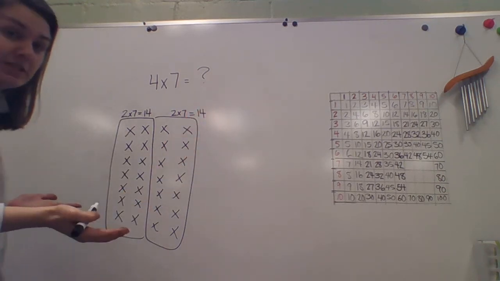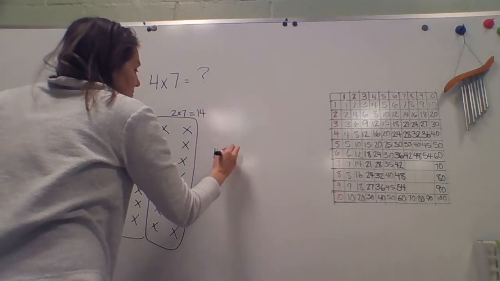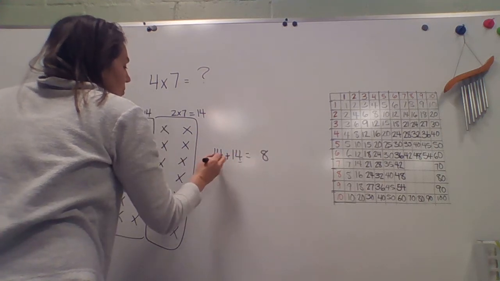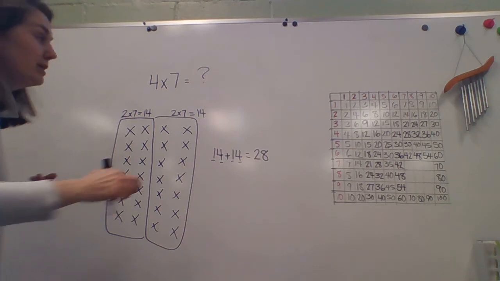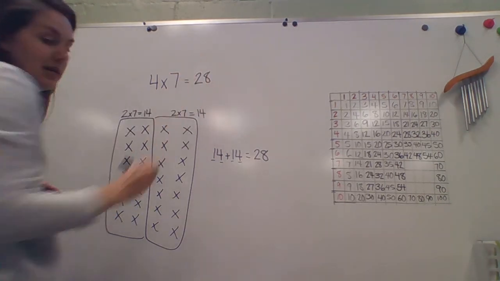So now I have 14 two times. If I add that together, I would say 14 plus 14. I know that 4 and 4 makes 8 ones, 1 ten and 1 ten make 2 tens. So my answer would be 28. So 4 times 7 would be 28.